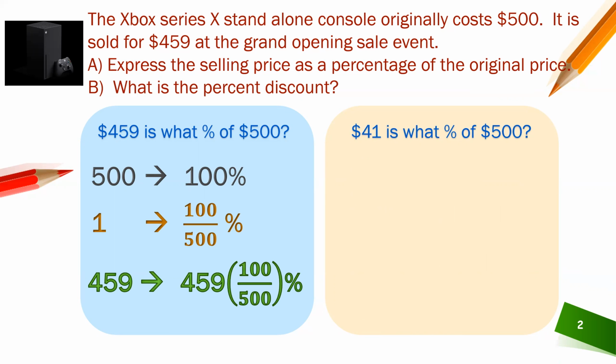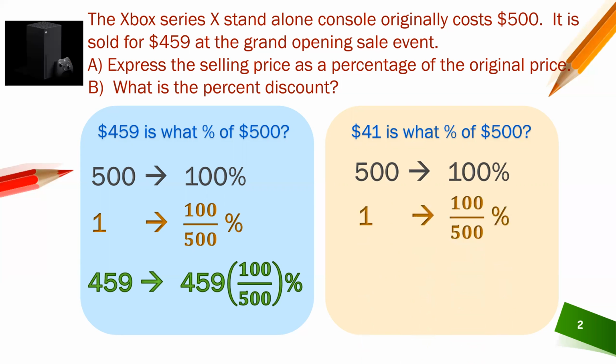The discount is $41, and we are now going to express that as a percentage of 500. Therefore, again, 500 is my 100%, the reference point. Okay, so then 1% is 100 divided by 500. So divide by 500 to get to 1, right? And then from there, I'll go up to 41. So 41 would be 41 times 100 over 500%.